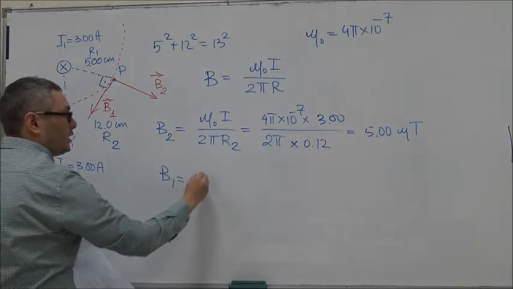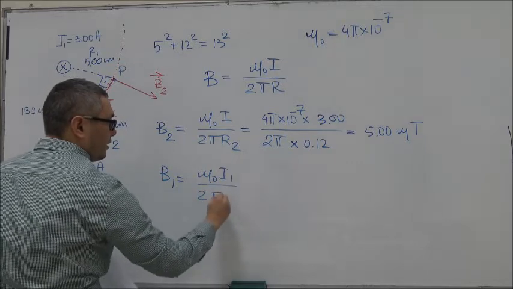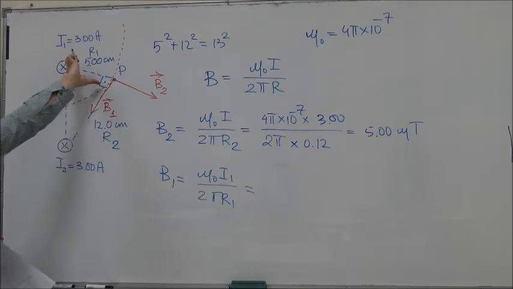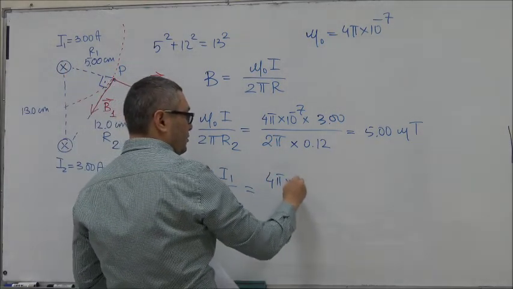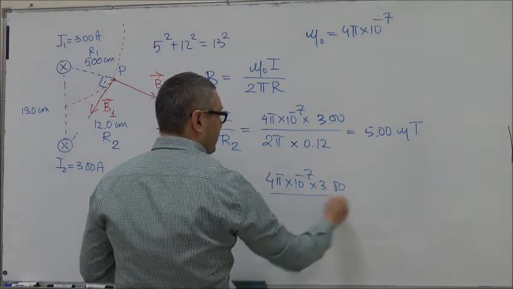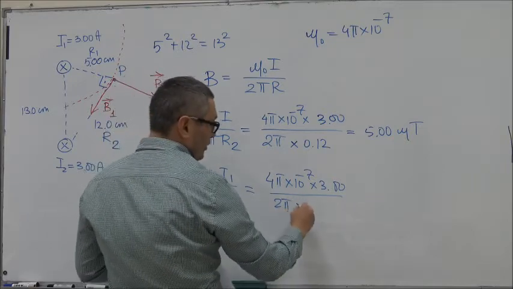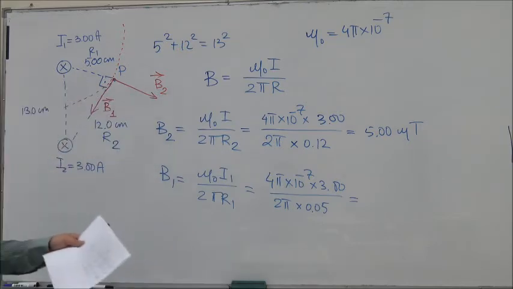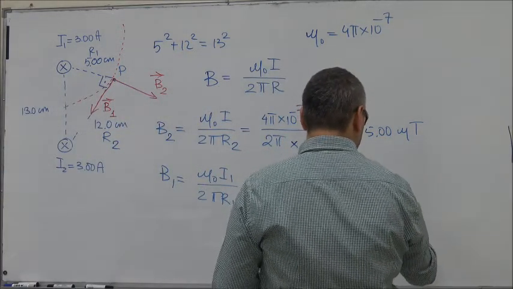So B1 would be equal to mu 0 I1 over 2 pi R1. So I1 is here, R1 is here. So that is 4 pi times 10 to minus 7 times 3 over 2 pi, and R1 is 0.05. And so you get 12 microtesla for that.